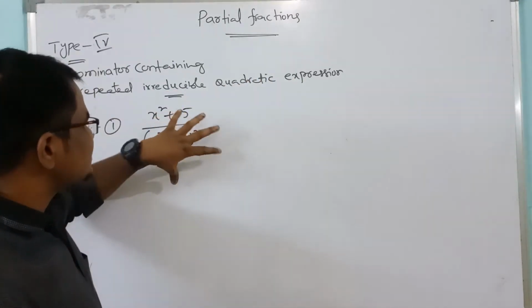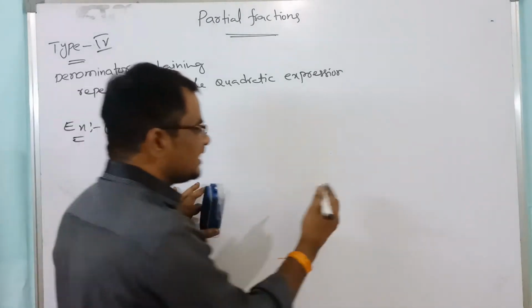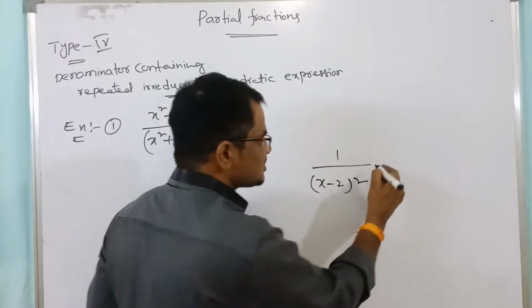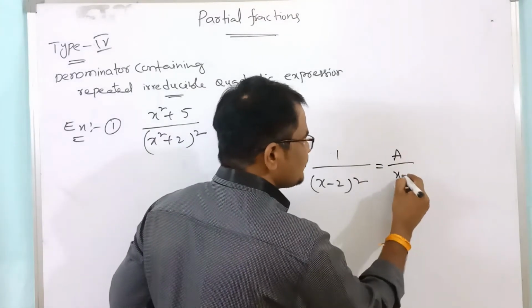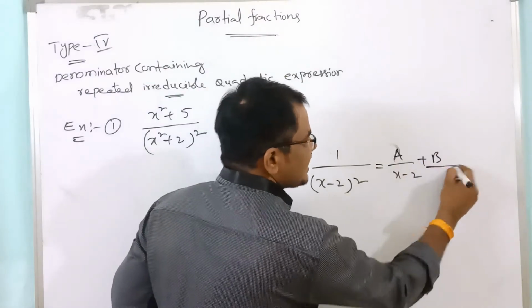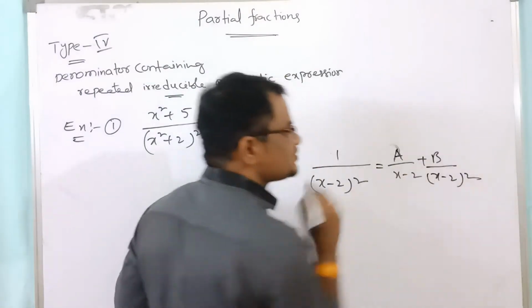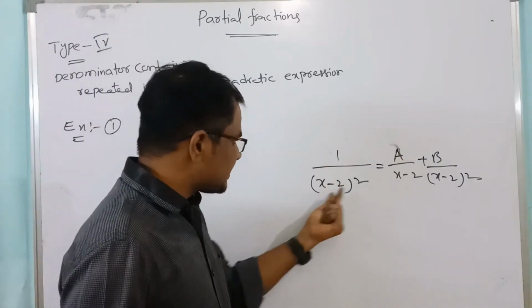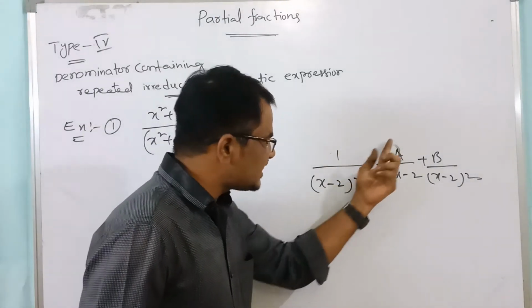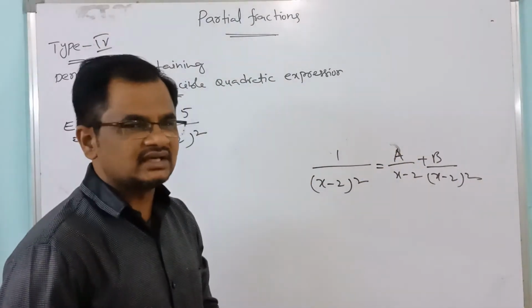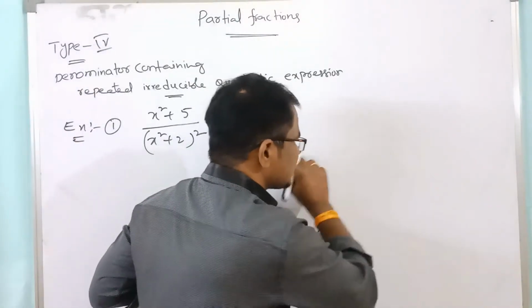Whenever it is repeating, in the second type you take it like this. Suppose 1 by x minus 2 whole square is there, how to write? Constant by first linear, and second constant by second linear whole square. Means like this: 1 by x minus 1 whole square, repeating 2 times, means a by x minus 1 and b by x minus 2 whole square. Like that we have to write, as you wrote in the second type.